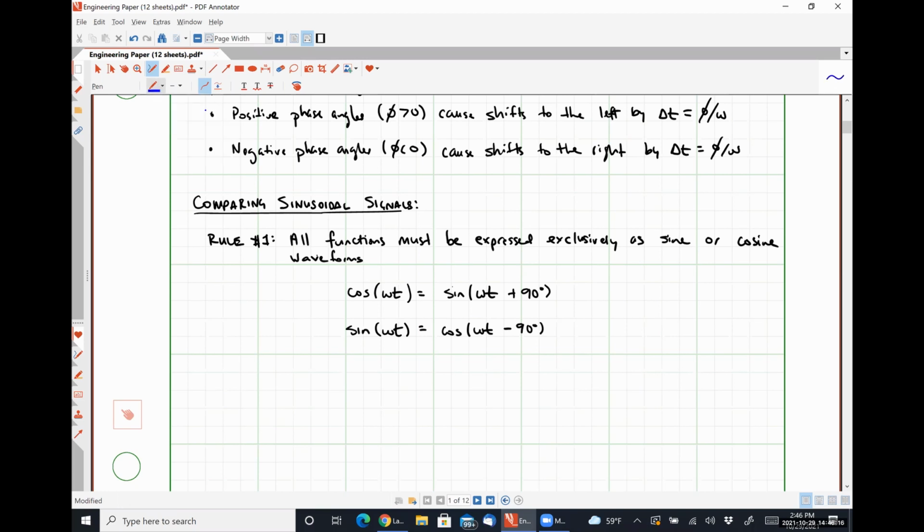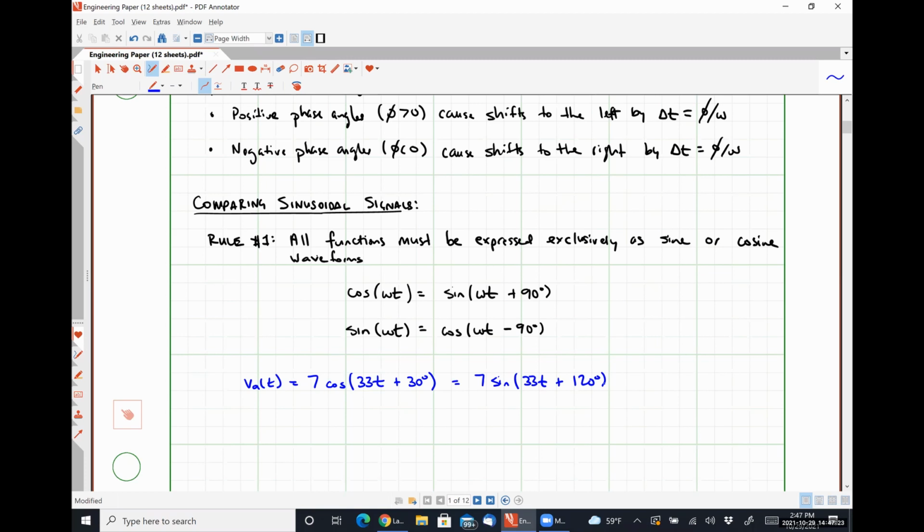So if I want to convert, let's do an example here in blue. If I have VA of t equal to 7 cosine 33t plus 30 degrees, that is the same as sine 33t plus 120 degrees. All I have to do to convert from cosine to sine is just add 90 degrees to my phase angle. If I didn't have a phase angle, that means the phase angle was 0, so I just add 90 degrees by itself. If I wanted to go in the opposite direction, we just subtract 90 degrees from the phase angle of the sine function to return back to the cosine, right?